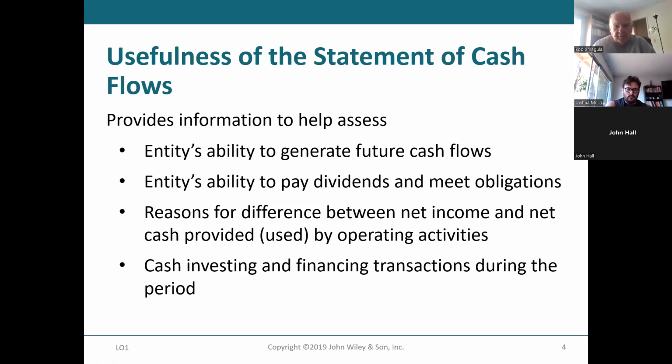So what we're going to do here, we're going to prepare this report. It provides information about the company's ability to generate future cash flows, ability to pay dividends, and reasons for the difference between net income and cash flow by operating, investing, and financing transactions during the period. So you're going to have three sections. You're going to have operating, investing, and financing.